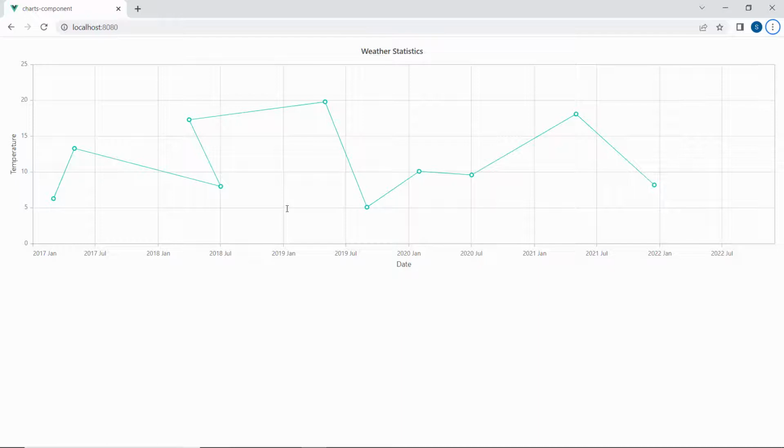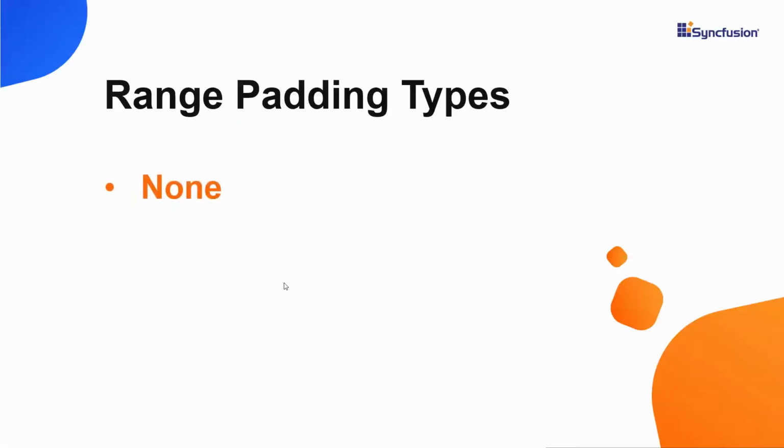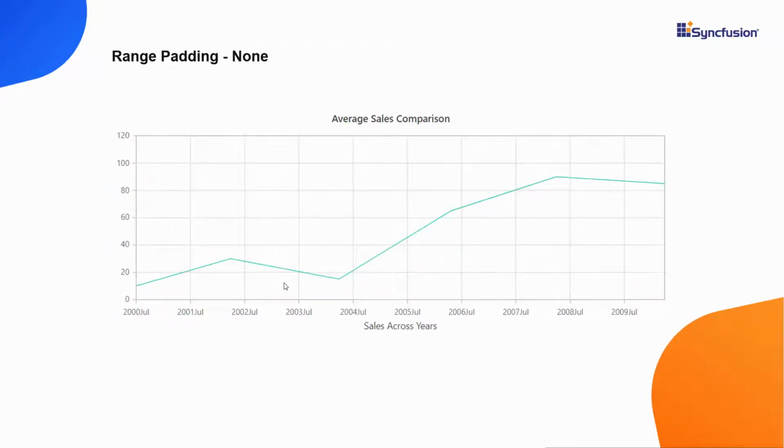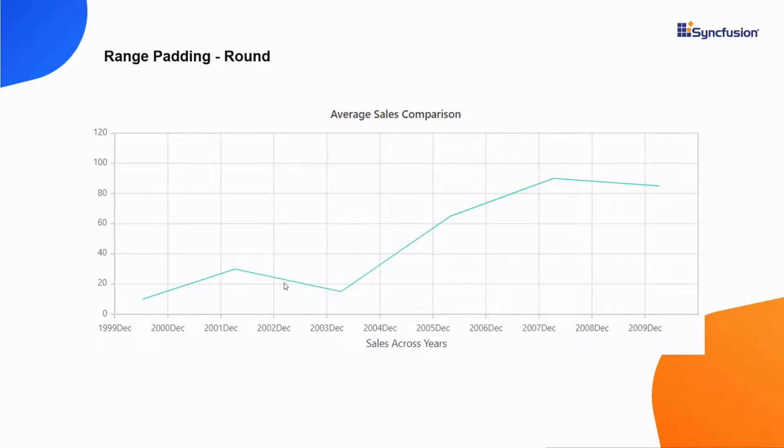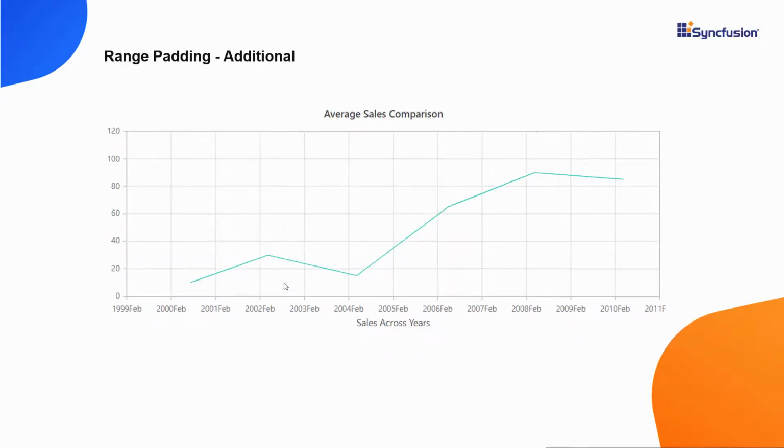Range padding means applying padding to the minimum and maximum extremes of the axis. In a date-time axis, there are 3 types of padding to choose from: none, round, and additional. In the first option, none, the minimum and maximum of the axis range is based on the data. In the second option, round, the minimum and maximum extremes of the range are rounded to the nearest possible value divisible by the interval. The last option is additional, in which the interval of the axis will be padded to the minimum and maximum extremes of the axis.